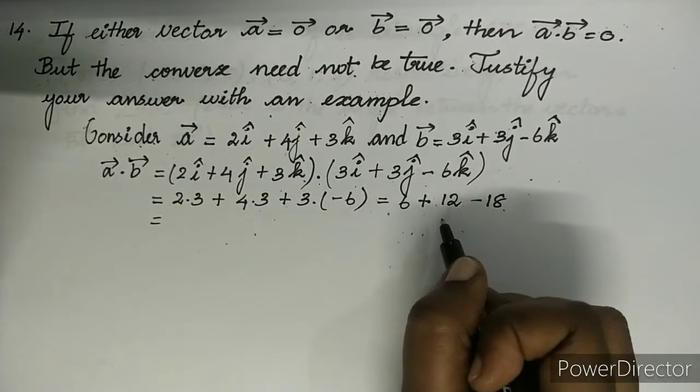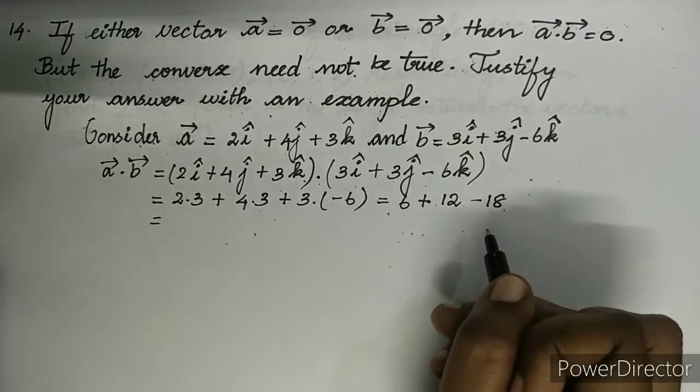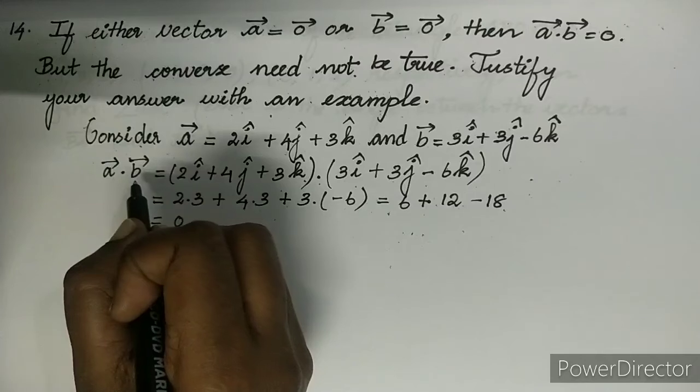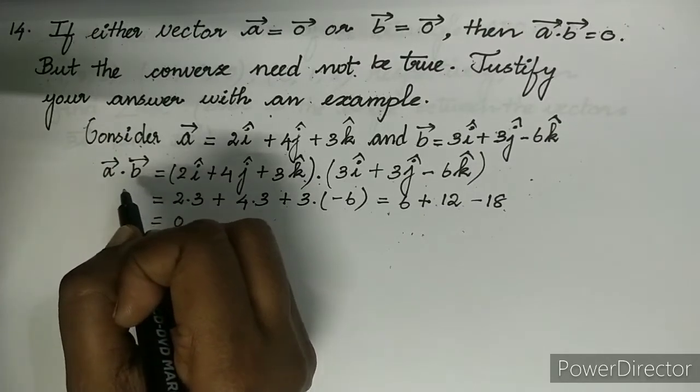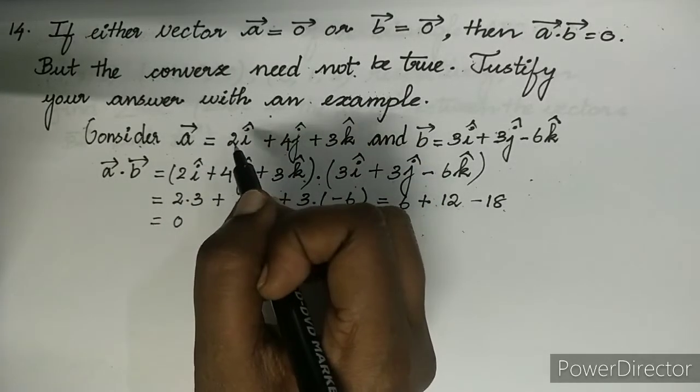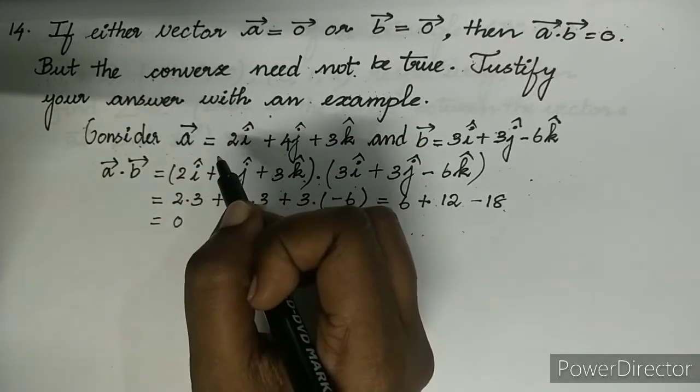Now 6 plus 12 is 18, 18 minus 18 is 0. So we got A vector dot B vector is equal to 0. Now we are going to check magnitude of A vector and magnitude of B vector.